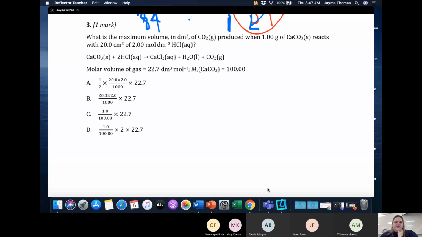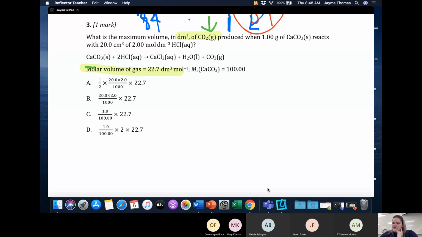And this one is kind of tricky because it's actually a limiting reactant problem. I can tell it's a limiting reactant problem because it says, what is the maximum volume? And notice we're solving for cubic decimeters, but it's a gas, right? CO2 gas. And if you notice down here, they give me the molar volume of gas, 22.7 cubic decimeters per mole. So because there's a gas, they're going to let me use that molar volume. I'm going to have to use that in the equation since I'm solving for the volume of a gas.